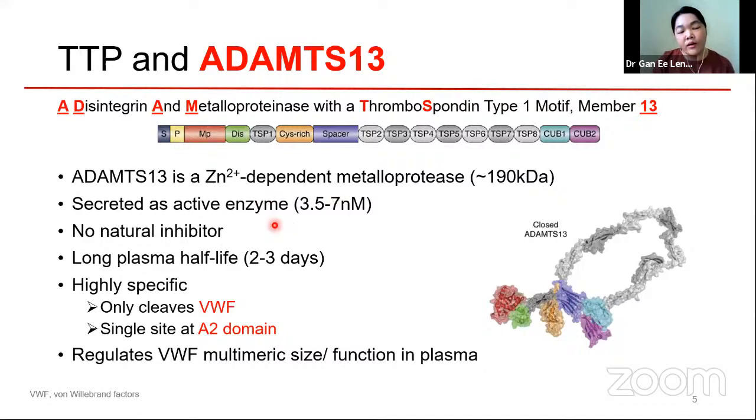It is secreted in our body predominantly by the liver as an active enzyme. It has no natural inhibitors. It stays in our body for quite some time, about 2 to 3 days, and ADAMTS13 has a highly specific function. It only cleaves von Willebrand factor at a single site, which is the A2 domain. Essentially, the function is to regulate the size of the von Willebrand factor so that it is not too short and not too long, so that we are neither bleeding nor spontaneously developing thrombosis.